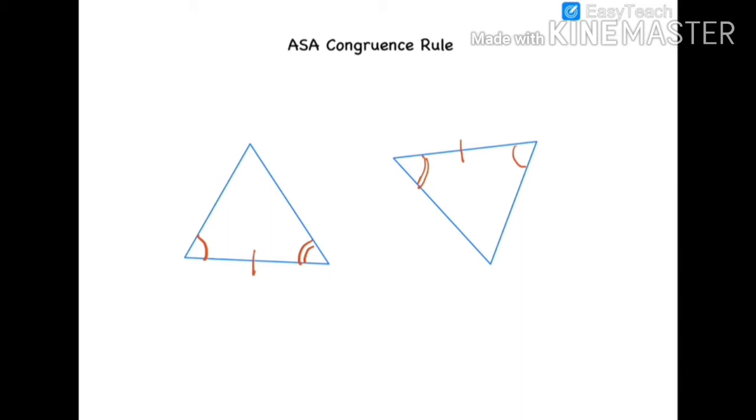So we can say that these two triangles are congruent by ASA. Notice that the corresponding sides that are equal are contained between the corresponding equal angles.